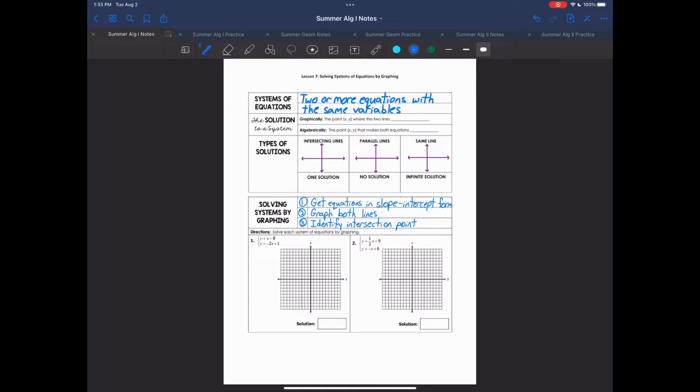All right, we are on to lesson 7 now over solving something called systems of equations, and we're going to do that by graphing. So I decided that systems of equations is such a big unit that we're going to do 2 lessons over it. So today we're going to just do the graphing portion of it, and then in our next lesson we're going to cover the algebraic methods of solving systems.